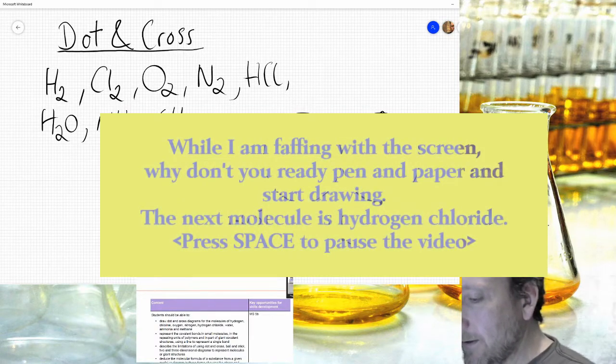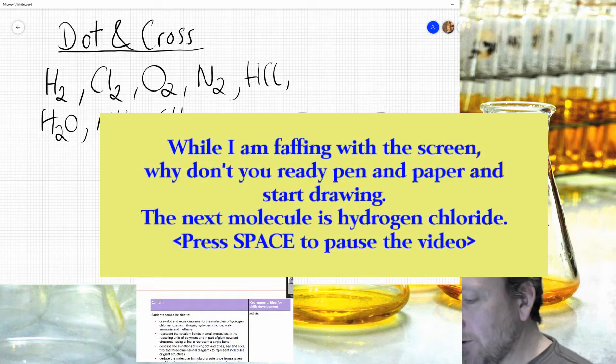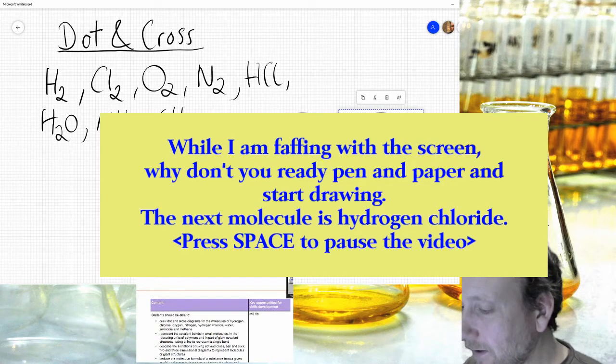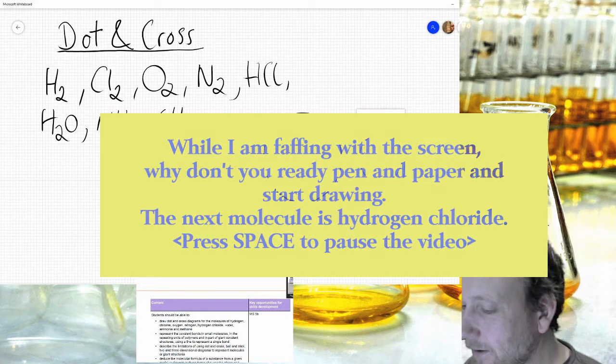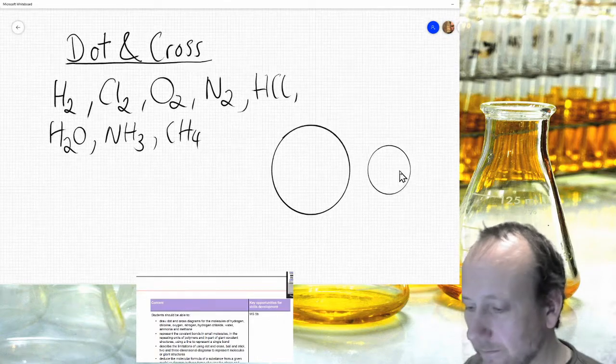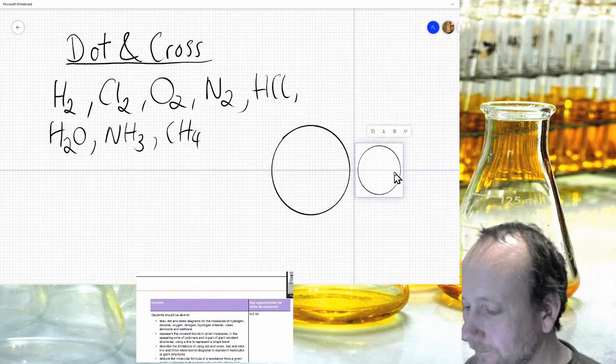So, next one up is hydrogen chloride. For that, I'm going to resize this into something smaller, because it is going to represent hydrogen. There we are.